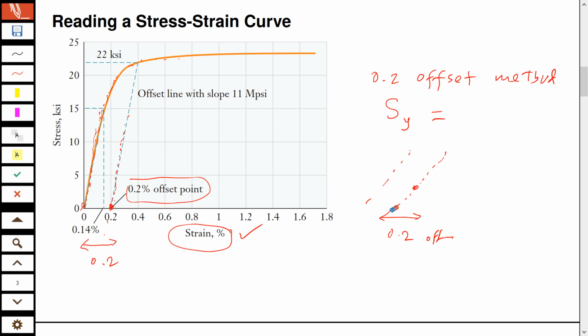Do you understand how to draw this line? Yes sir.